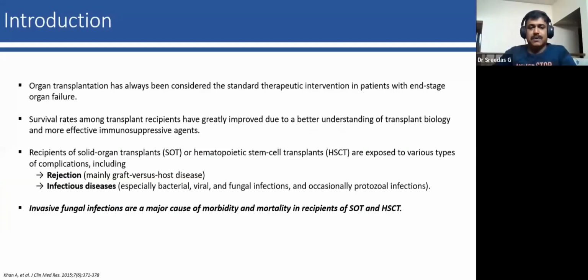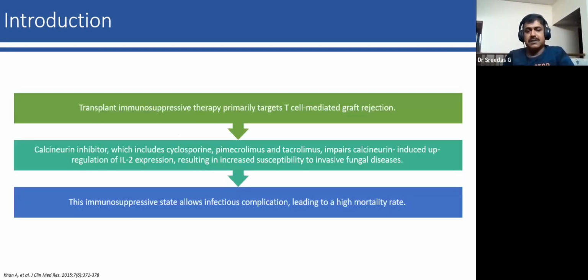Okay. So we know that over the years, organ transplantation has had significant good outcomes after better understanding of the immunology of transplant and newer immunosuppressions. And we were able to reduce the rates of rejection to satisfactory levels, but at the cost of increasing infections, especially bacterial, viral, and fungal, and some protozoal. So our topic today is invasive fungal infections. As we all know, it's a major cause of morbidity and mortality in this population of patients.